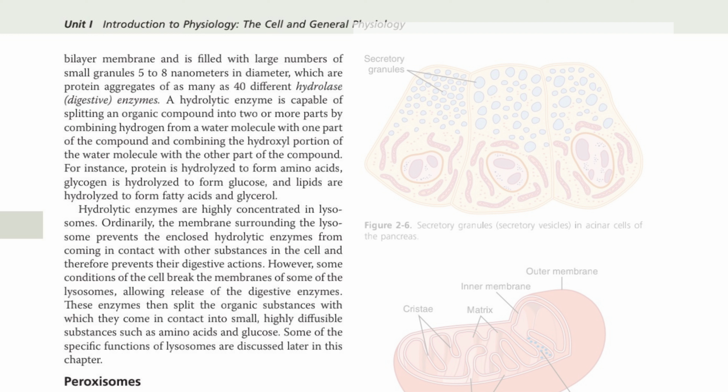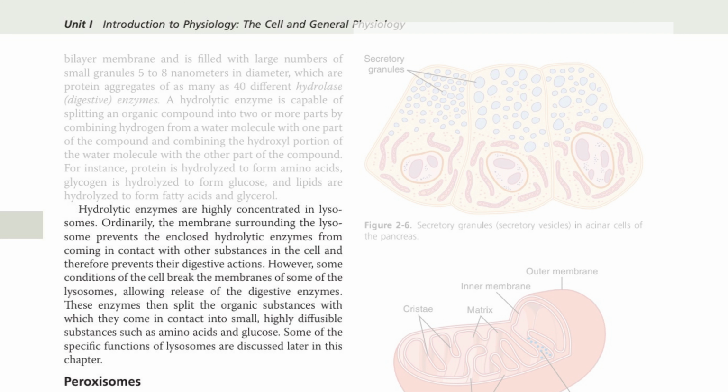A hydrolytic enzyme is capable of splitting an organic compound into 2 or more parts by combining hydrogen from a water molecule with one part of the compound and combining the hydroxyl portion of the water molecule with the other part of the compound. For instance, protein is hydrolyzed to form amino acids, glycogen is hydrolyzed to form glucose, and lipids are hydrolyzed to form fatty acids and glycerol. Hydrolytic enzymes are highly concentrated in lysosomes.